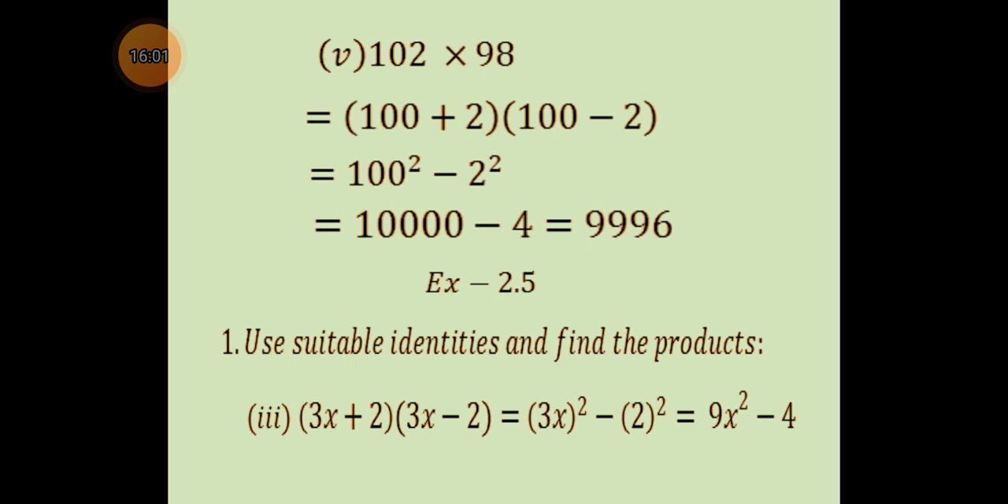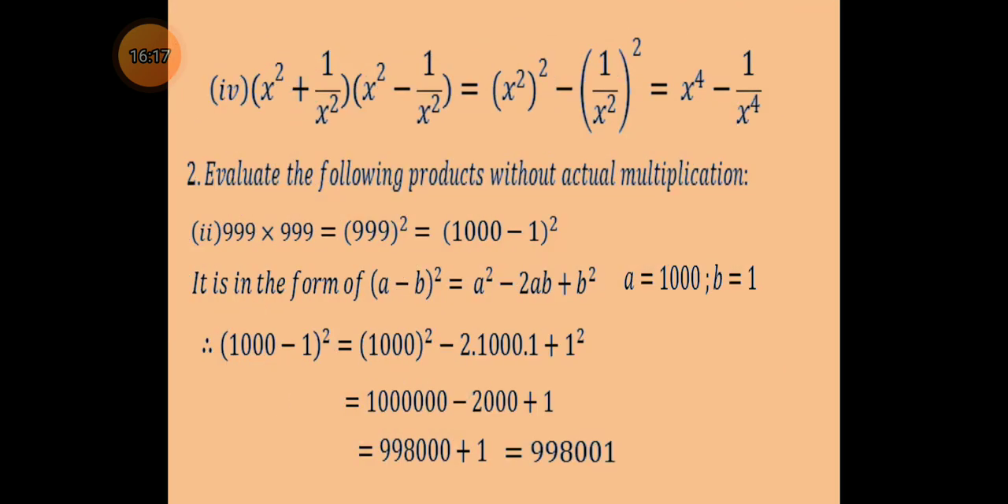3 square is 9 and x square remains as x square, and the answer becomes 3 square minus 4. 4 is nothing but 2 square. Thus 3x plus 2 into 3x minus 2 is equal to 9x square minus 4.